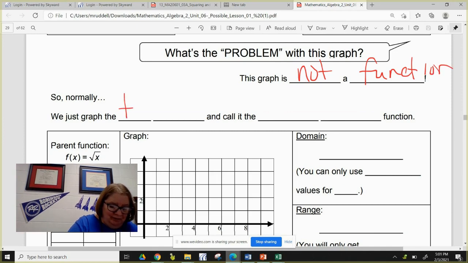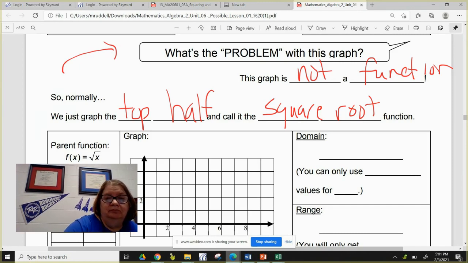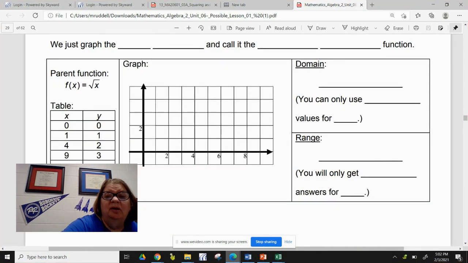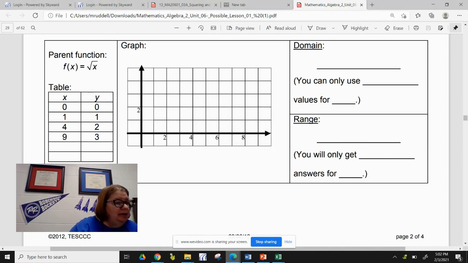So normally we just graph the top half and call it the square root function, which looks like what we've seen on the board and in all your assignments this week. Square root function. Okay, it's just the top half. I'm going to go ahead and cut that off and move this up. Okay, so here is some information about your square root function.